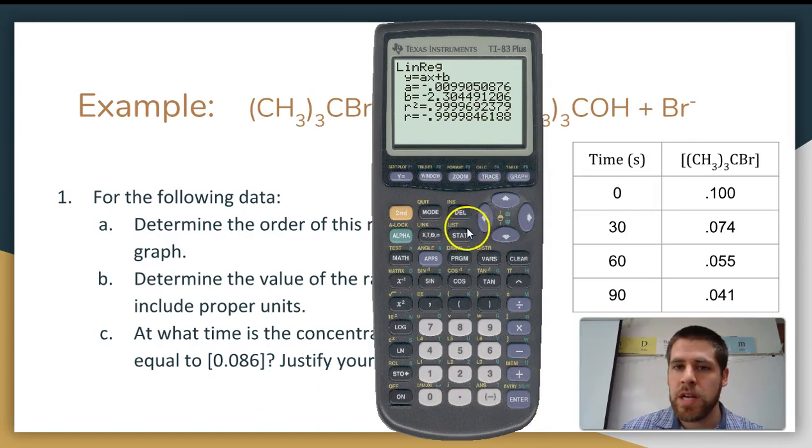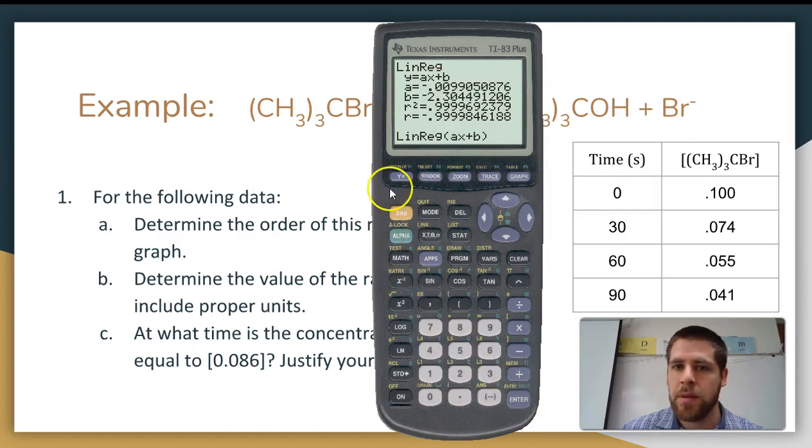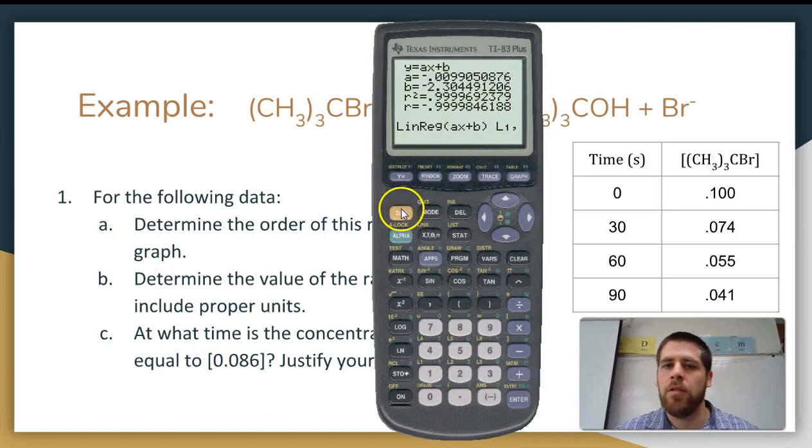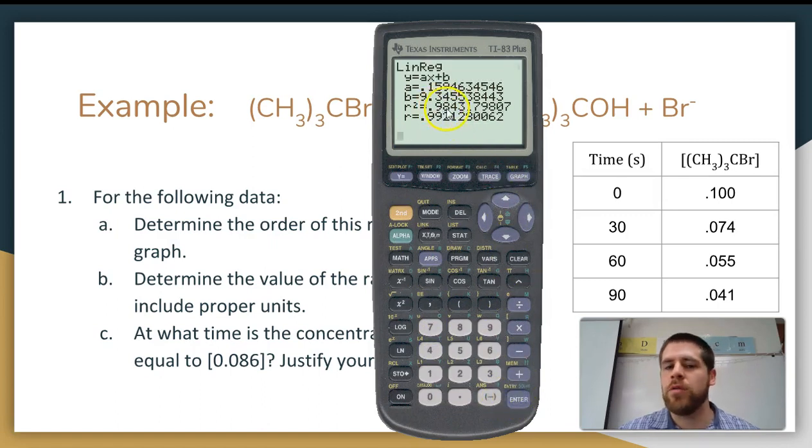Let's do it one more time, though, just for kicks, just to make sure. I'm going to go to calc 4 for linear regression. This time I want to do L1, comma L4. This is time versus 1 over concentration. Enter. And my R squared value is not as high. So we're looking for that 0.999, and then take the slope. I would write those down, right? So you can use them in the rest of the problem, and then you're good to go.